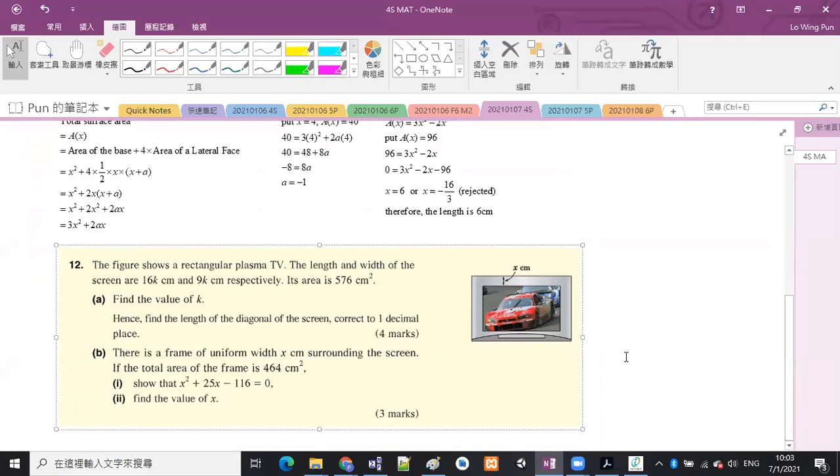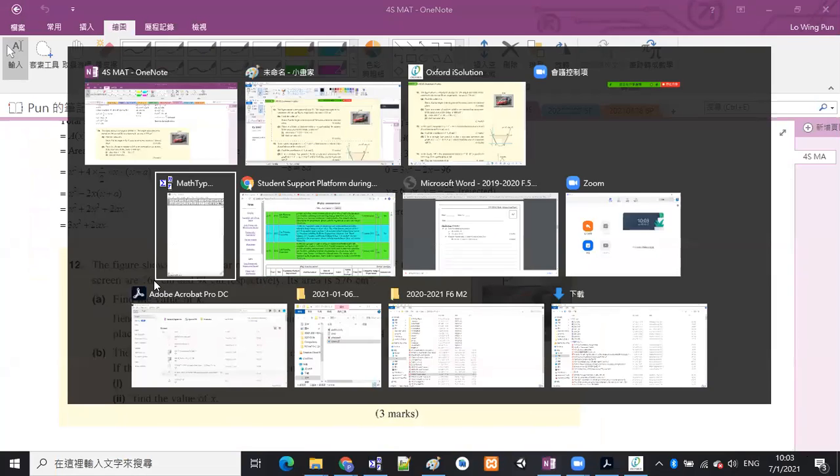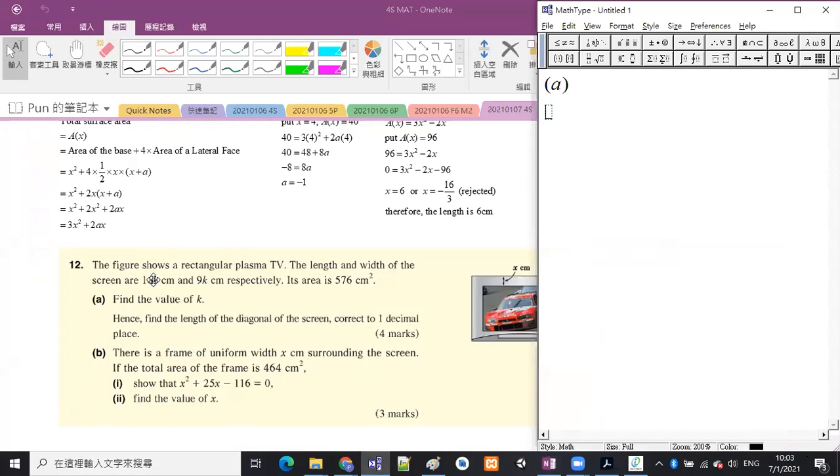Number 12, the figure shows a rectangular plasma TV. The length and width of the screen are 16k cm and 9k cm respectively. Its area is 576 cm squared. Okay, so it's a rectangular TV, and the length and width are 16k and 9k cm, and the area is 576, so it's quite simple here.